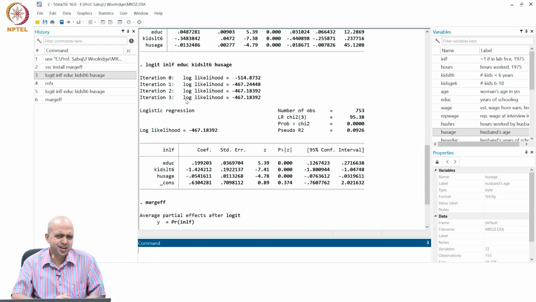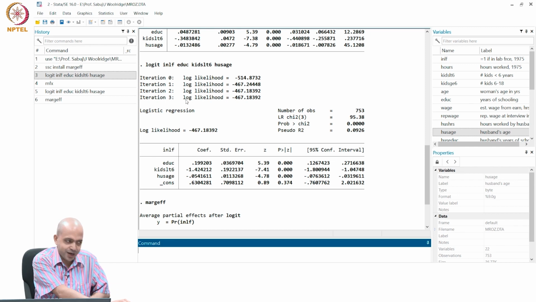But suppose my interest is a little different. I want to calculate the change in probability of labor force participation for the married woman who doesn't have any kids. And then I want to see, from 0 kids to 1 kid, what is the change in probability of labor force participation, right? So that also you can calculate.